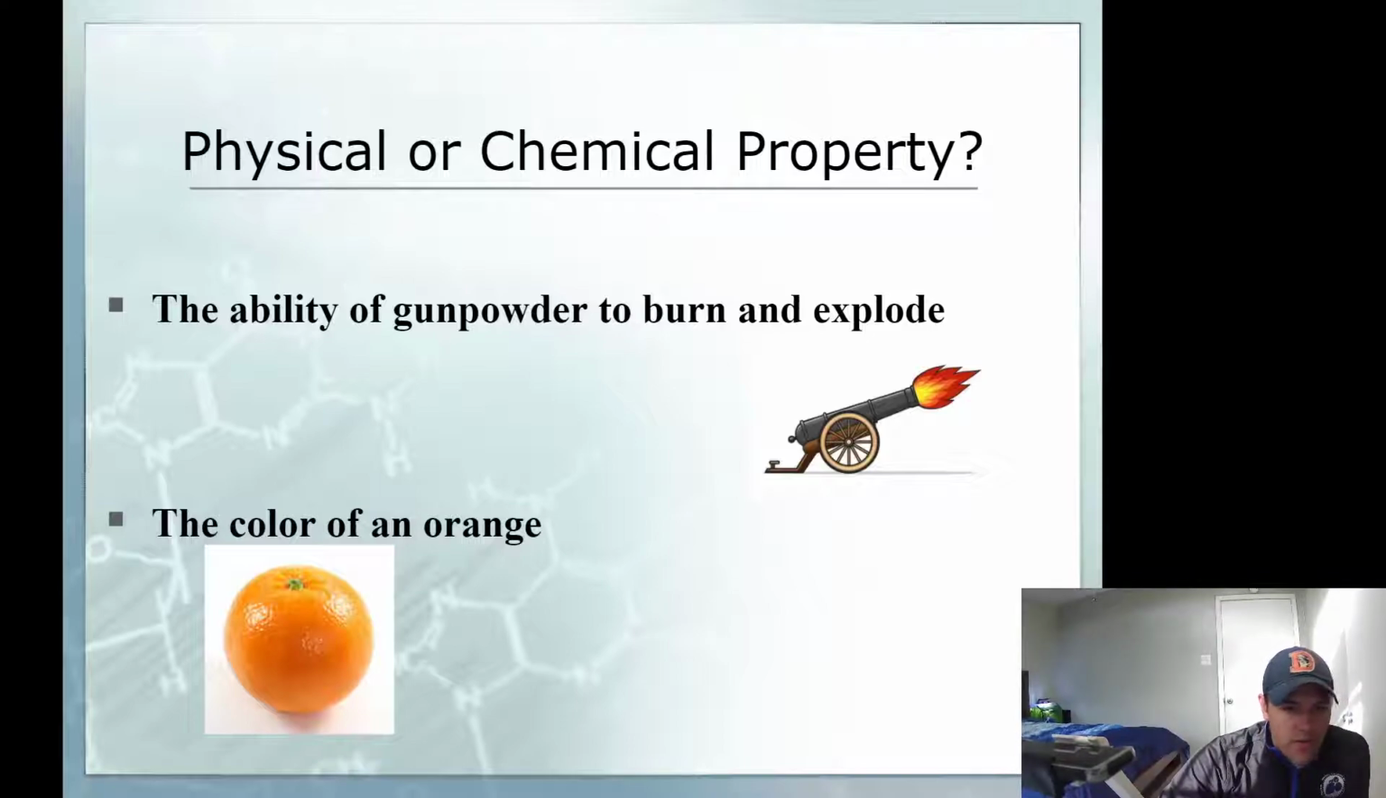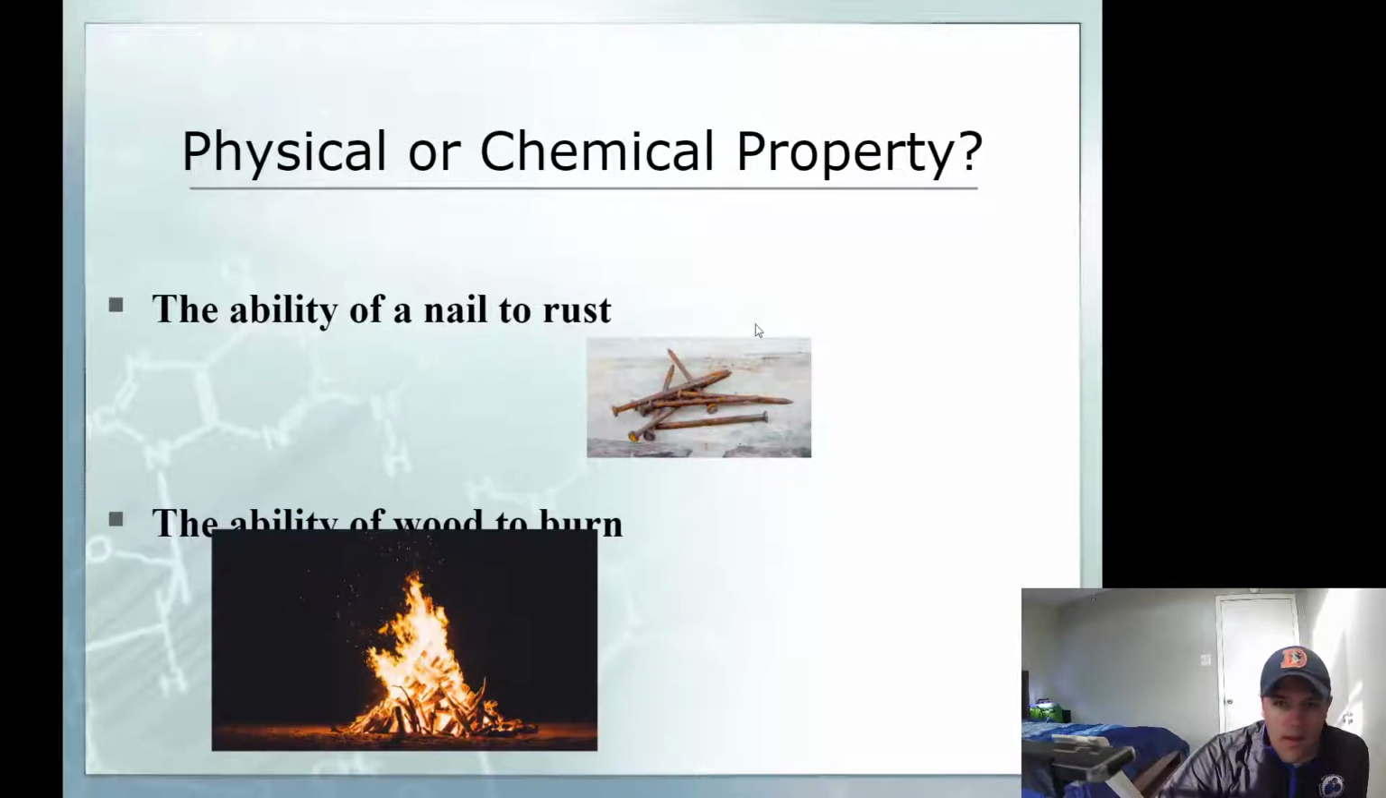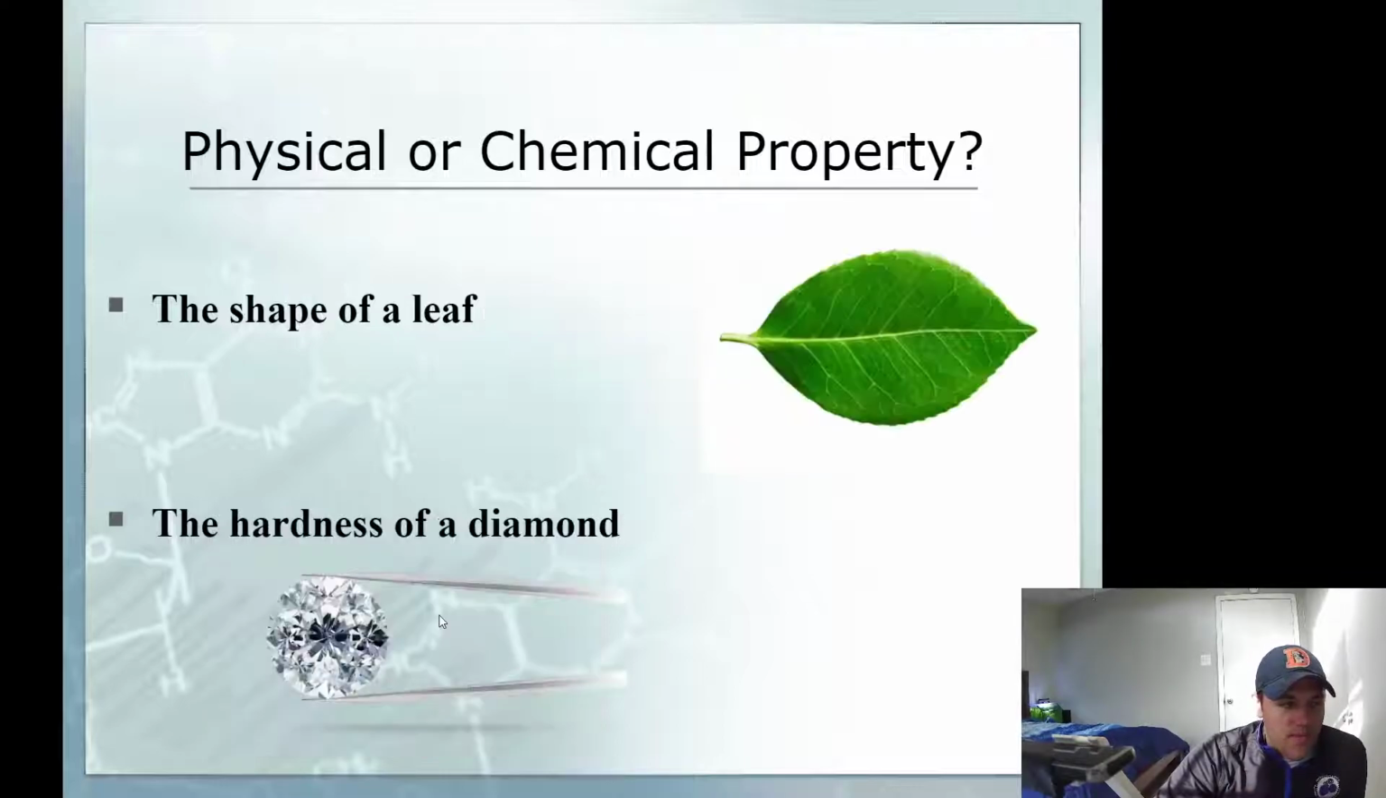All right, the color of an orange. Color is something you can observe with your sight, one of your five senses, so that's going to be a physical property. The ability of a nail to rust, we talked about that a minute ago. Rusting is a chemical change, so the ability or capability of something to rust is a chemical property. Wood burning, the ability of wood to burn, that's going to be a chemical property as well. Anything that has to do with flammability or burning or exploding, anything like that, is a chemical property.